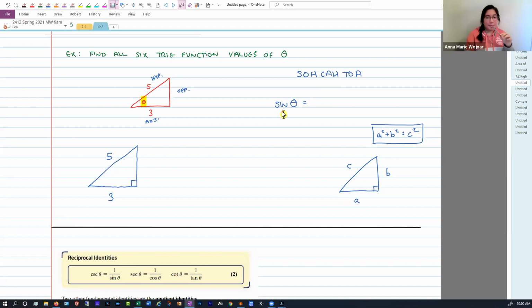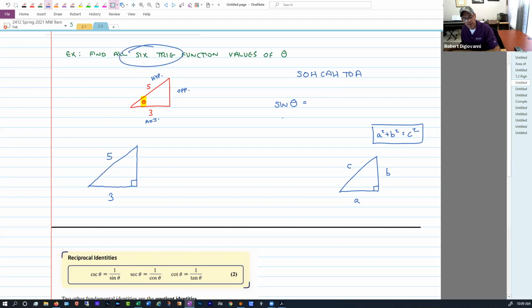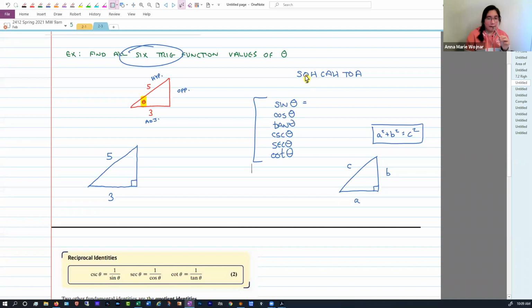Right now we're trying to find all 6 trig function values. So we want to know what cosine theta is, what tangent theta is, what cosecant theta is, what secant theta is, and what cotangent theta is. We want to know what all of these are. So to find sine, I've got to know the opposite and the hypotenuse, but I don't know the opposite.